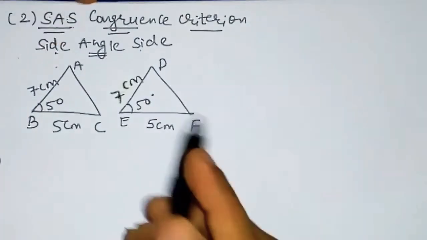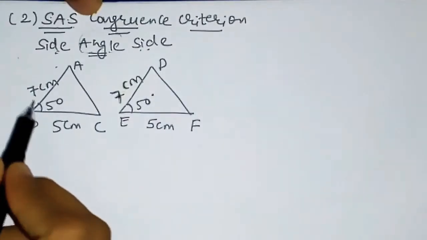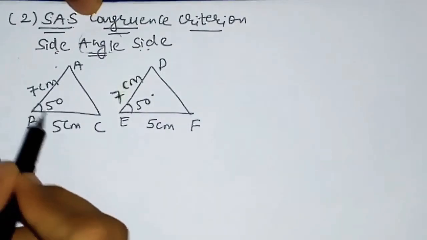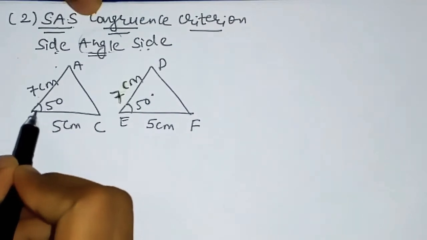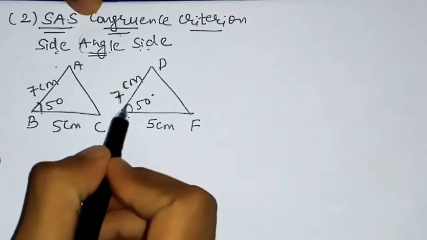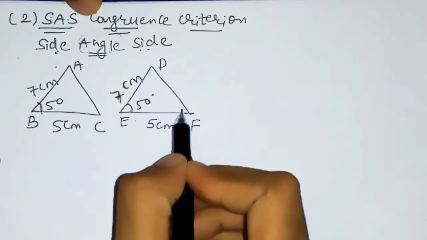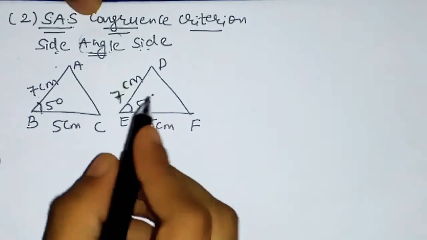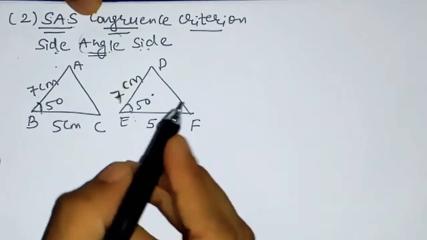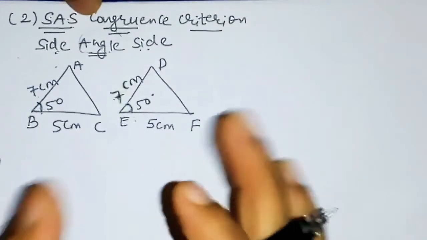And the angle is written between the two sides, these two equal sides. In between these two sides the angle should be given. So see, the angle is given here, 50 degree, and here also the angle is given in between these two sides. If the angle is given here or if the angle is given here, then we cannot consider. So the angle should compulsorily be between these two equal sides, otherwise it is not congruent.